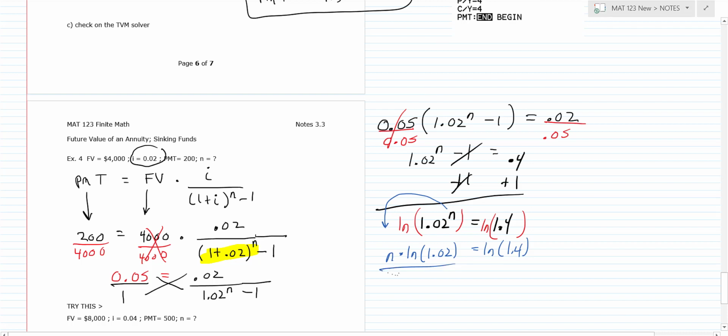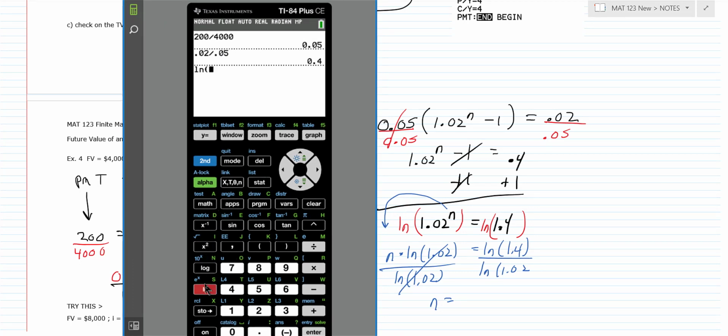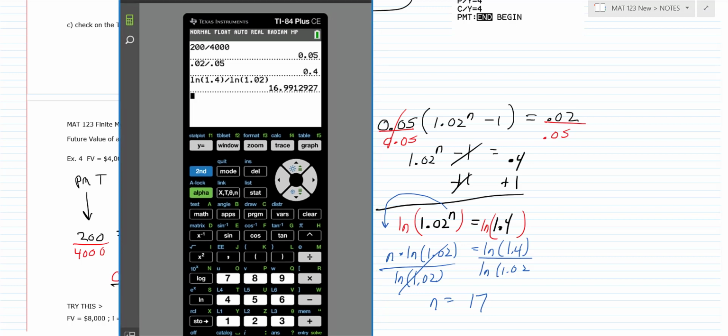Okay, then the last step is I divide by the logarithm of 1.02. Like that. Then I go to my calculator. So I go ln, natural logarithm 1.4, close parentheses, then divide by natural logarithm 1.02. And that'll give the answer, about, we'll just round that up to 17. Okay, so that's the amount of time that you do on this.